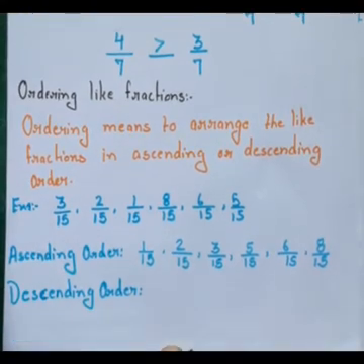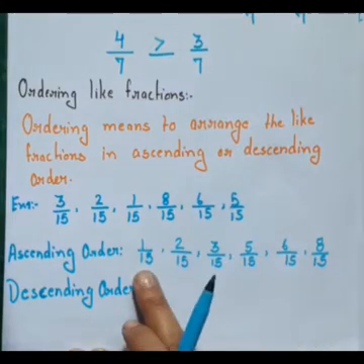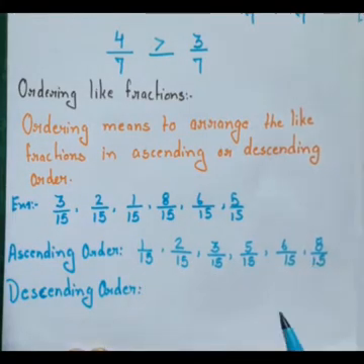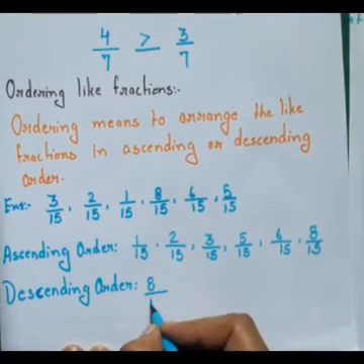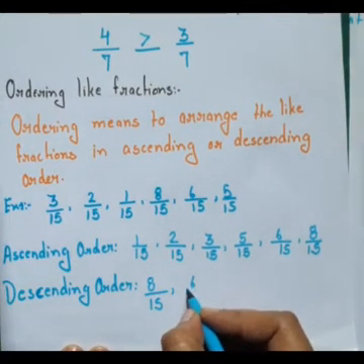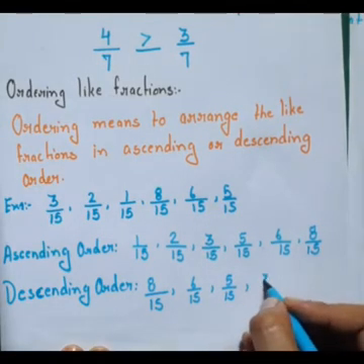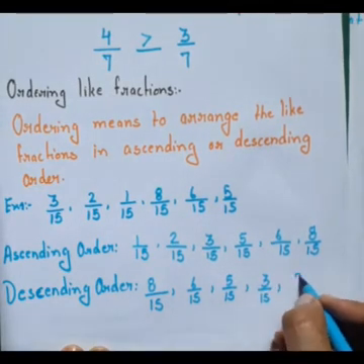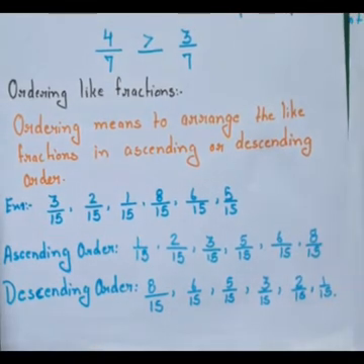Okay, now you have to arrange them in descending order. Descending means bigger to smaller. Here you have written smaller to bigger and now you have to write bigger to smaller. So just write this fraction 8 by 15, 6 by 15, 5 by 15, 3 by 15, 2 by 15 and last one is your 1 by 15.